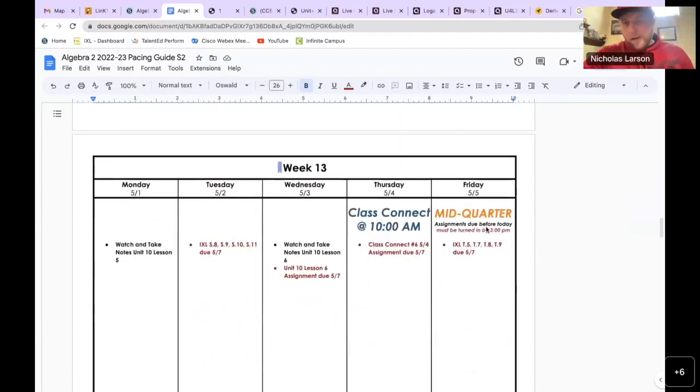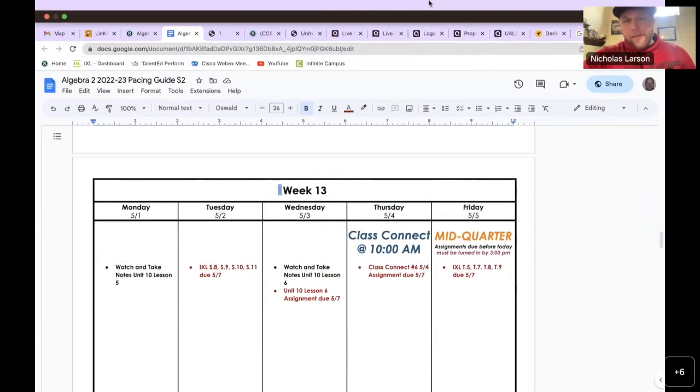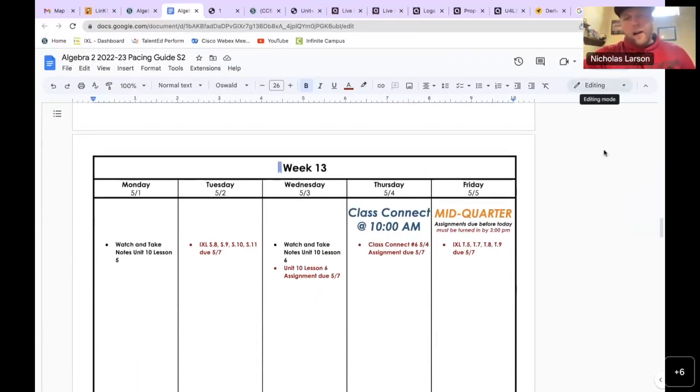The mid quarter is on Friday, tomorrow. It is, again, in my class in math, okay to turn stuff in after the mid quarter. That may be different in other classes, so make sure you ask whatever teacher you have if they'll take work. But it's okay in my class to turn stuff in after the quarter.